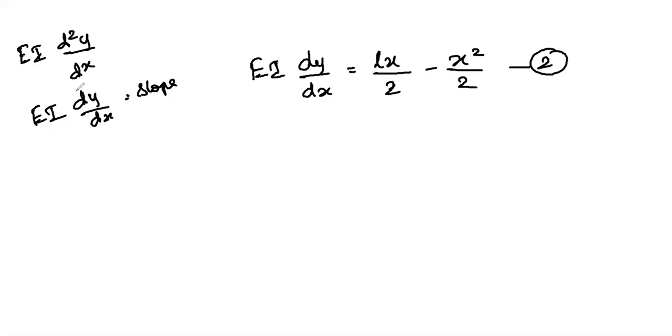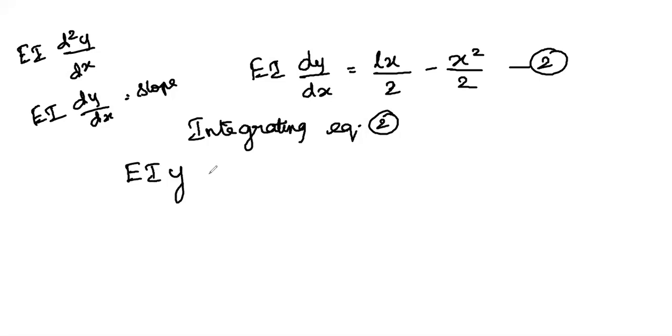Next, I am going to differentiate this equation 2. Sorry, not differentiating, I am going to integrate. Integrating equation 2, EI into y equal to Lx square by 2 into 2 becomes 4, minus x cube by 2 into 3 becomes 6. We know that the C1 value got 0 in that equation itself, so we don't need to worry about that. Now I am going to introduce another constant, that is called C2, since I am integrating.